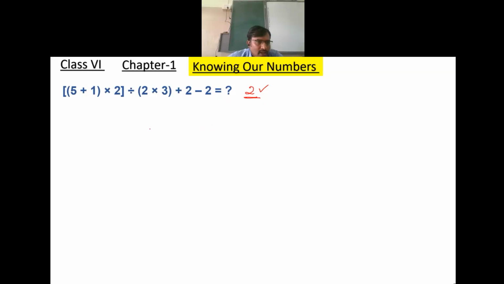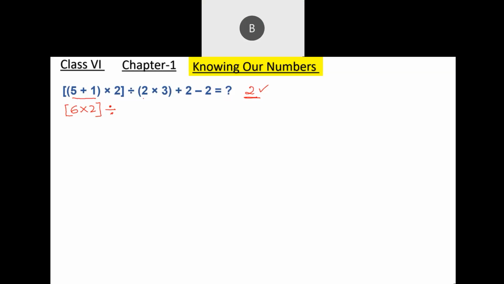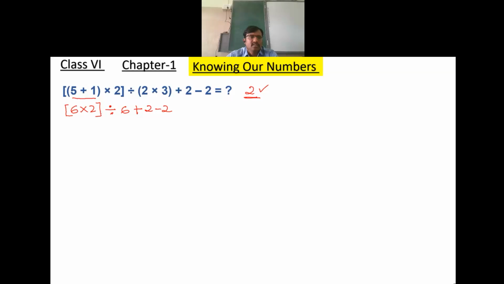Let's check this out. Here, this bracket has to be simplified first. So the rest of the things I will write as it is. 5 plus 1 is 6 times 2, divided by, this has to be simplified. 2 3 times is 6, plus 2 is 6 minus 2. All right. Now there is a square bracket. This square bracket has to be simplified. We get 12 divided by 6 plus 2 minus 2. Now the bracket is solved.